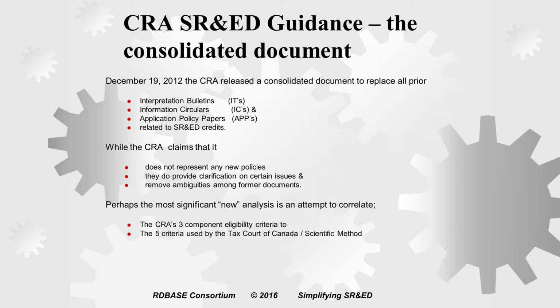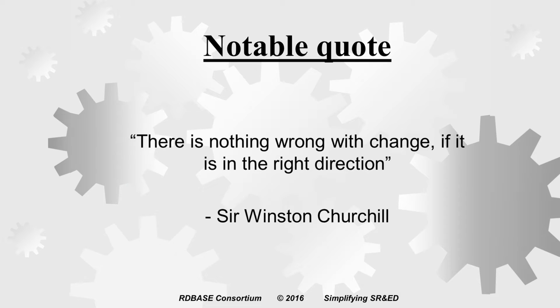So we've talked about the CRA's new policy documents that replace the old documents. What they've said is they have their 3 criteria, but the Tax Court of Canada has 5 criteria. And I guess I myself have taken those 5 criteria and kind of tweaked them into the 5 criteria I talk about.